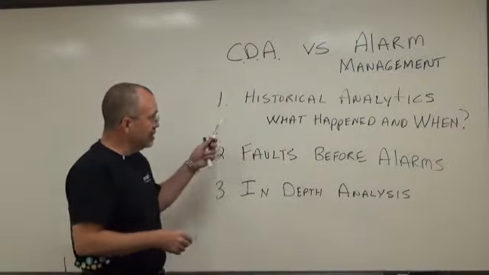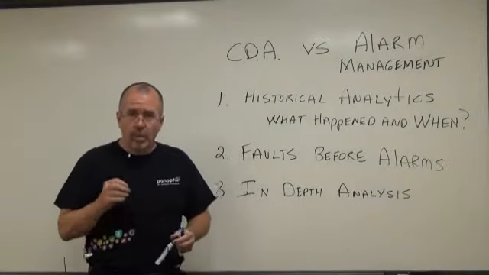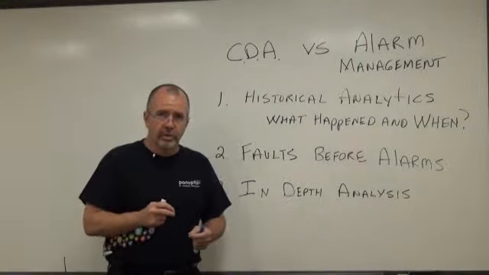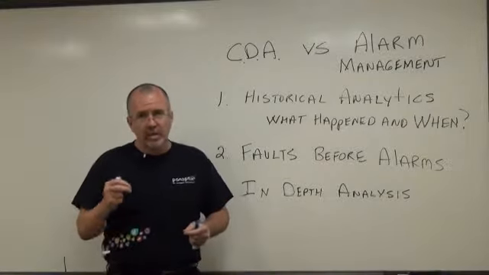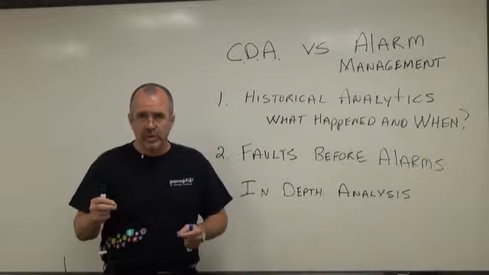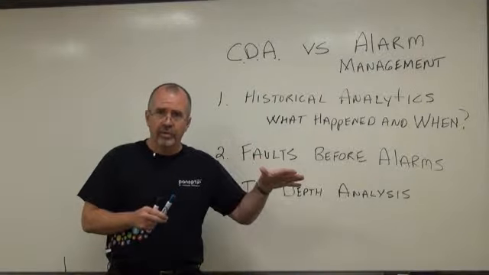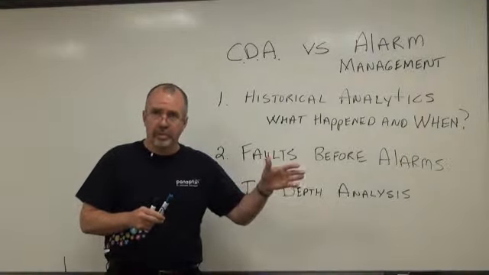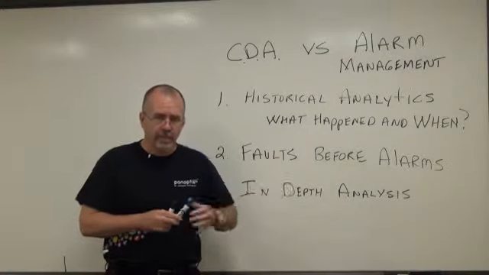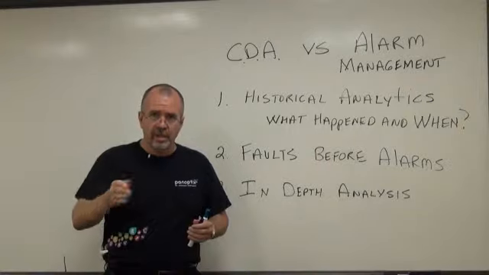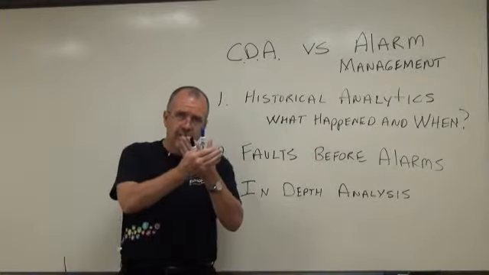So the first item on the list is historical analytics. What happened and when? Yes, you can use the trend feature within a building automation system, and you can use the alarm feature to track the behavior of a temperature set point, a pressure set point, a pressure value, or temperature value. And you can use alarm management to track the number of events. But can you put the two together?